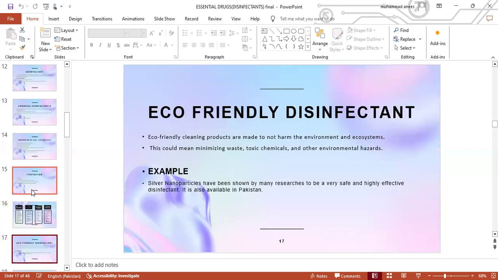In view of all the above drawbacks, there should be a disinfectant that minimizes waste and shouldn't be toxic. This kind of disinfectant is known as an eco-friendly disinfectant. Eco-friendly cleaning products are made to not harm the environment and ecosystems. This could mean minimizing waste, toxic chemicals, and other environmental hazards. One such example is silver nanoparticles. They have been shown by many researchers to be a very safe and highly effective disinfectant. It is also available in Pakistan.